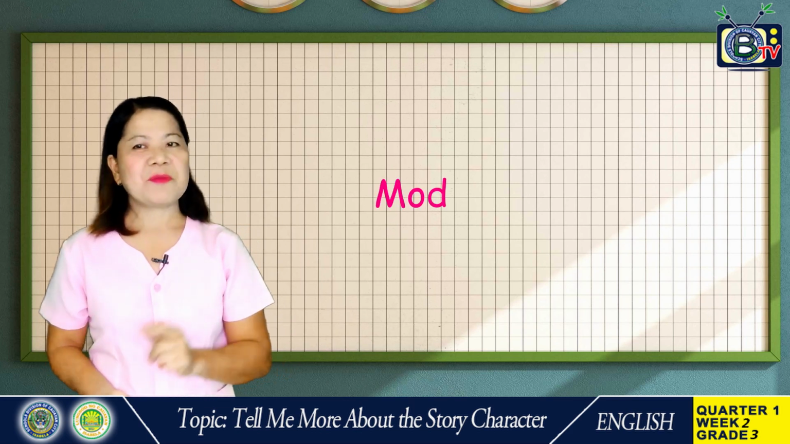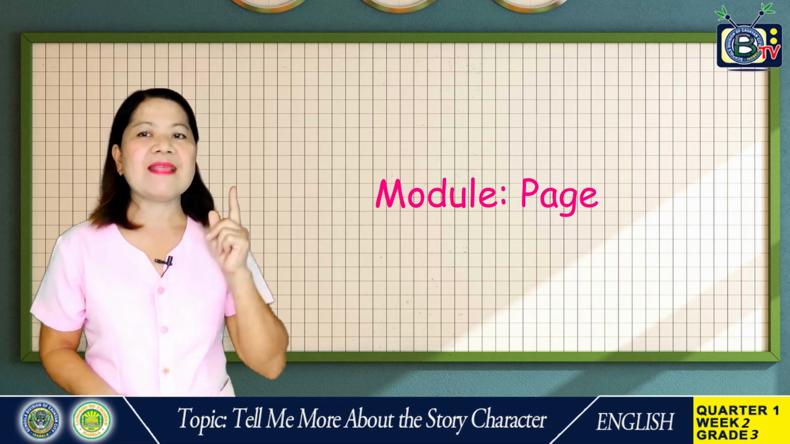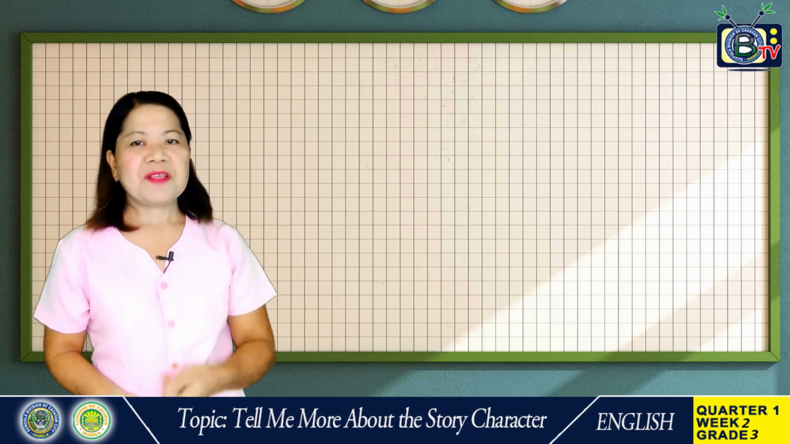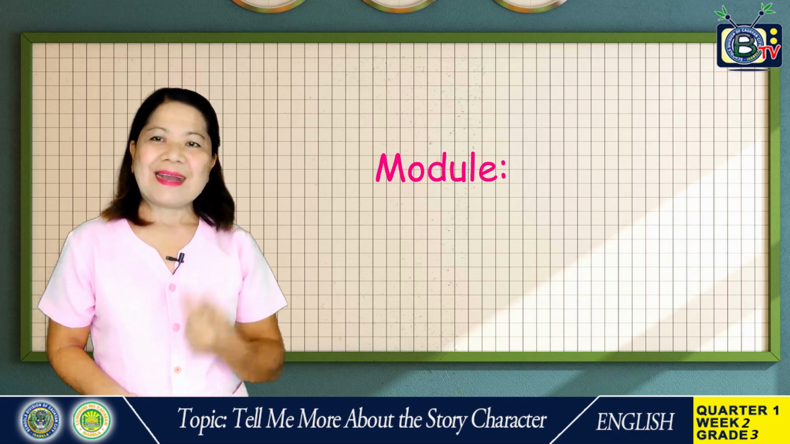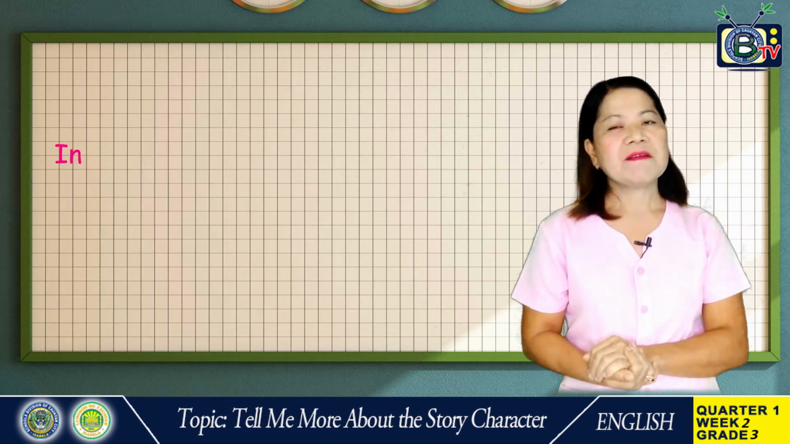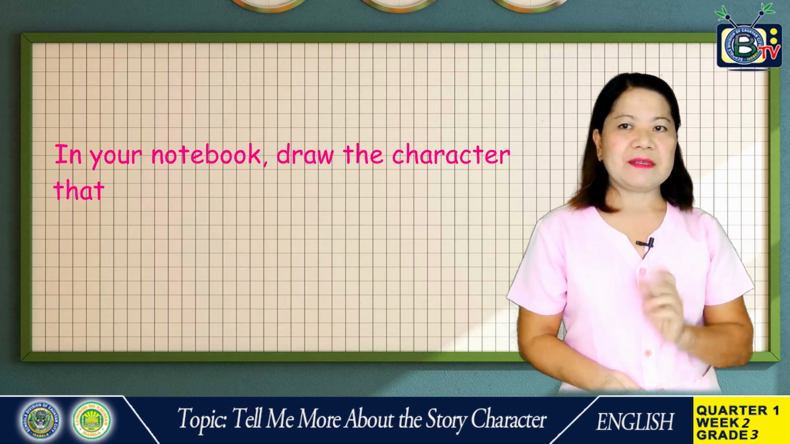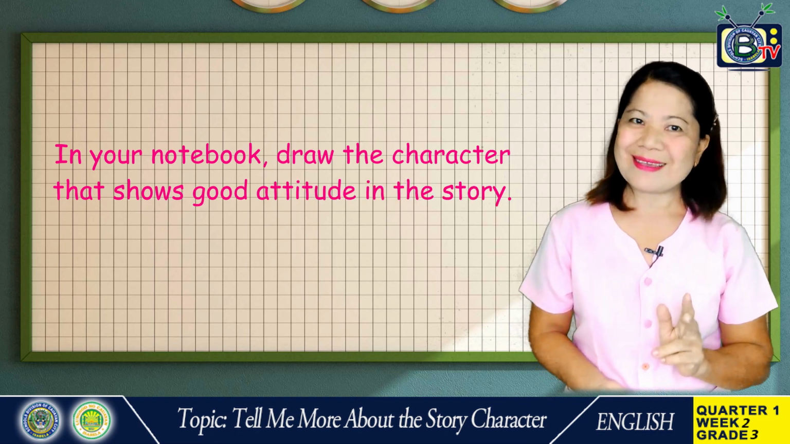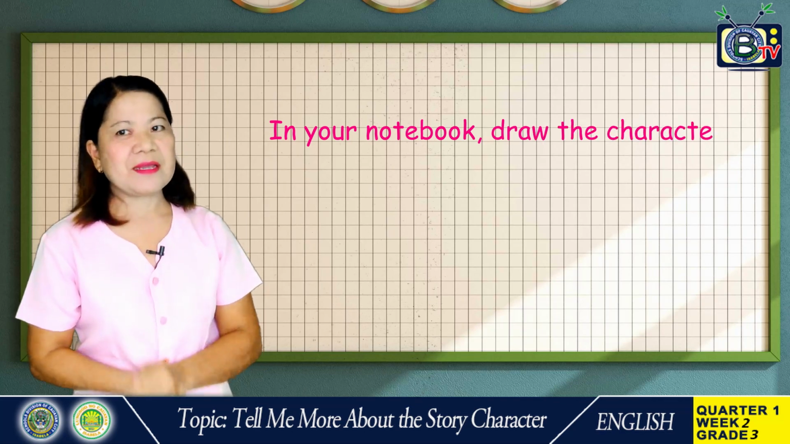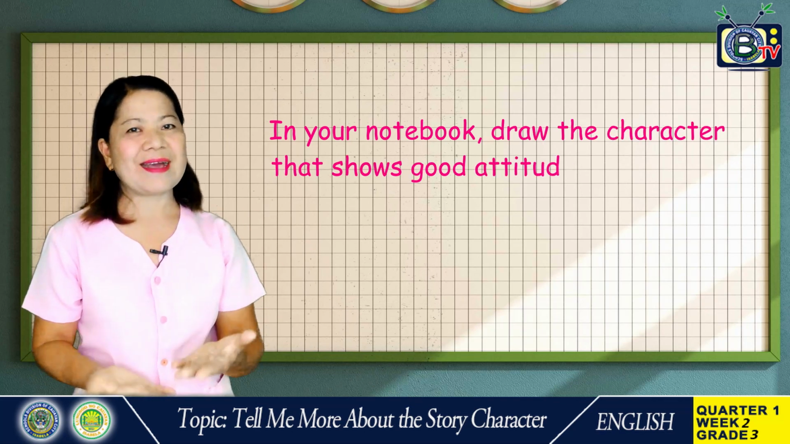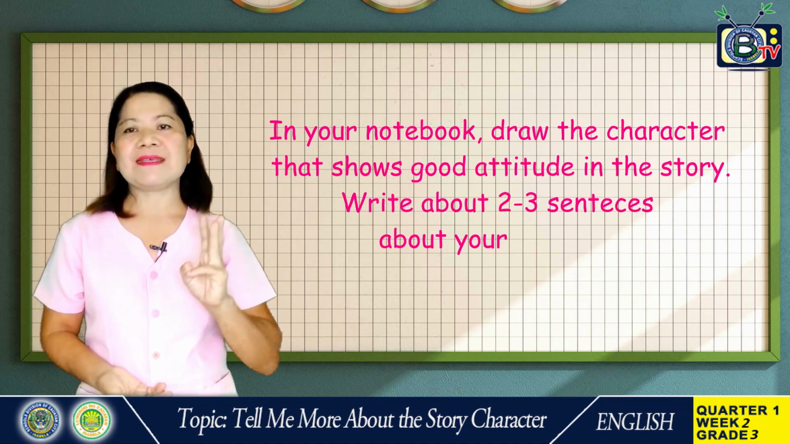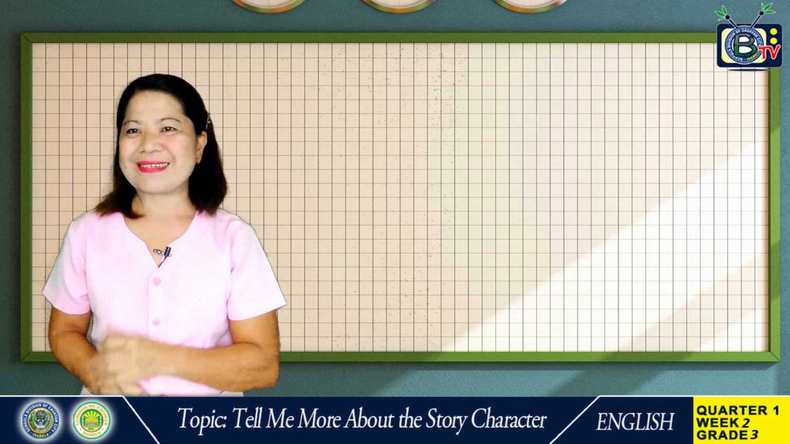Now, turn your module to page 12 in Activity B, Choose Me. In your notebook, draw the character that shows good attitude in the story. Write at least 2 to 3 sentences about your drawing.